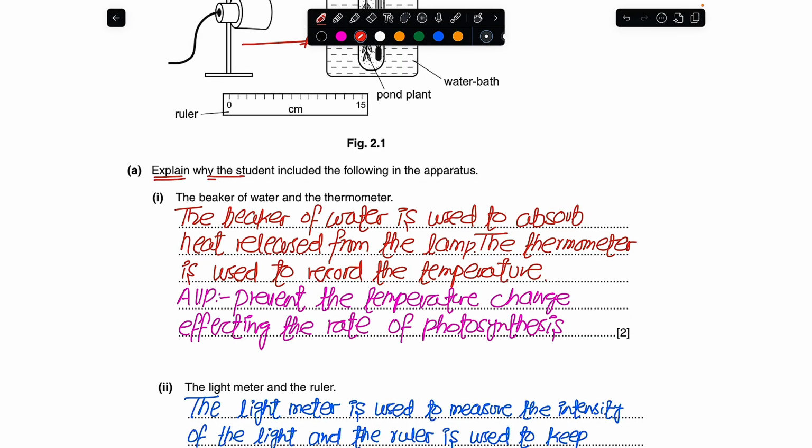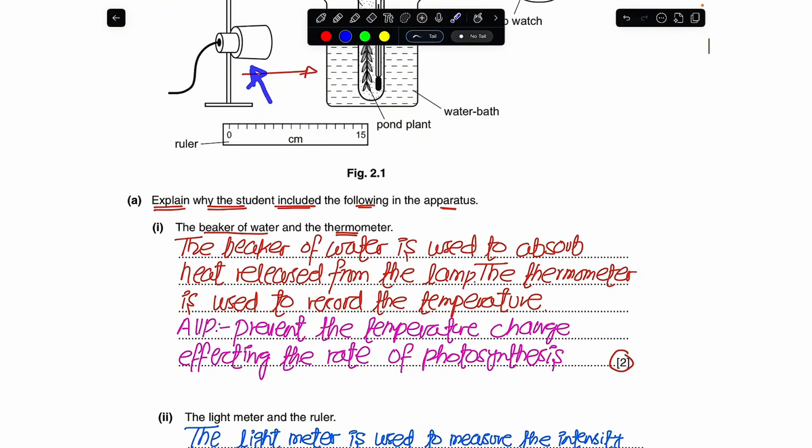Now, if we were to move to the questions, they say: explain why the students included the following in the apparatus. And for 2 marks, they are asking about the beaker of water and the thermometer. And as I have told you above, the beaker of water that we are including is used to absorb the heat which is emitted from this lamp, because temperature is something that we have to keep standardized, or keep as a controlled variable.